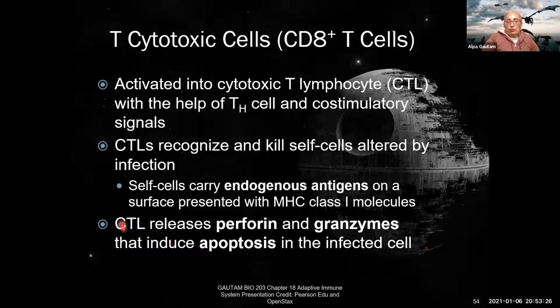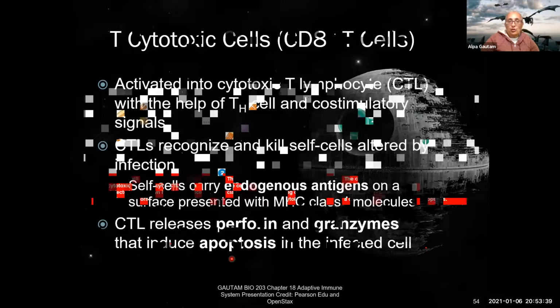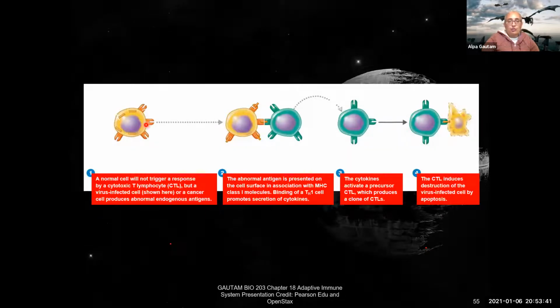So the CTL, once it binds to the cell, releases perforin and granzymes. These are molecules that cause a cell to go into apoptosis. So this is a normal cell, and this is a cell that's infected. It interacts with the TC cell. The TC cell then causes the cell to go through self-destruction or controlled suicide.